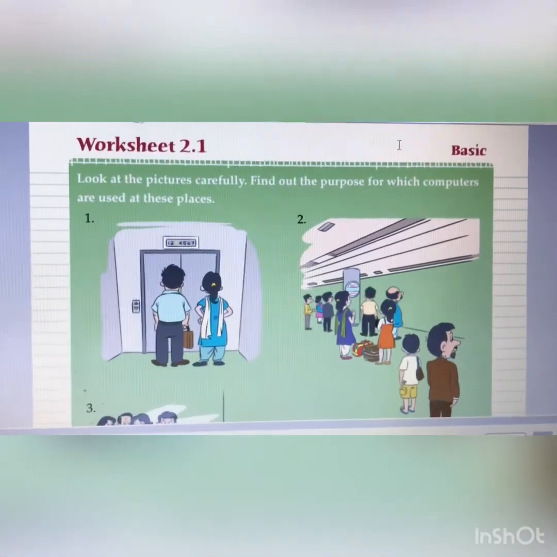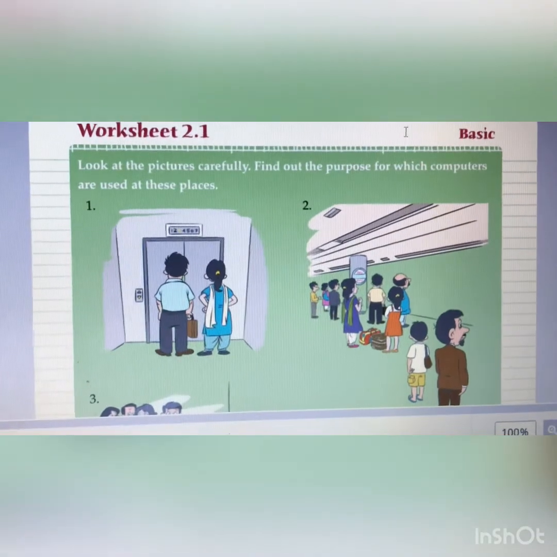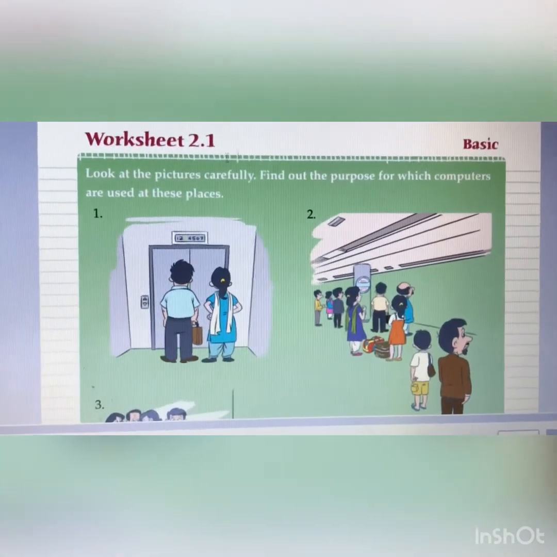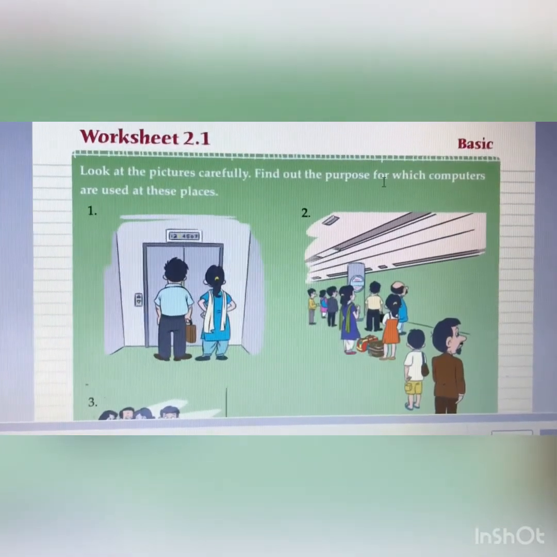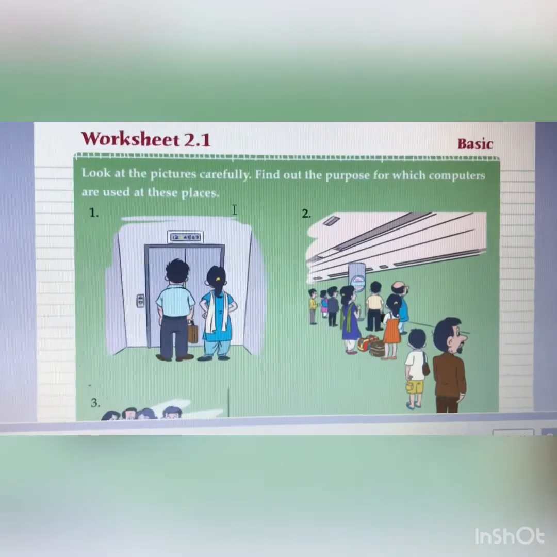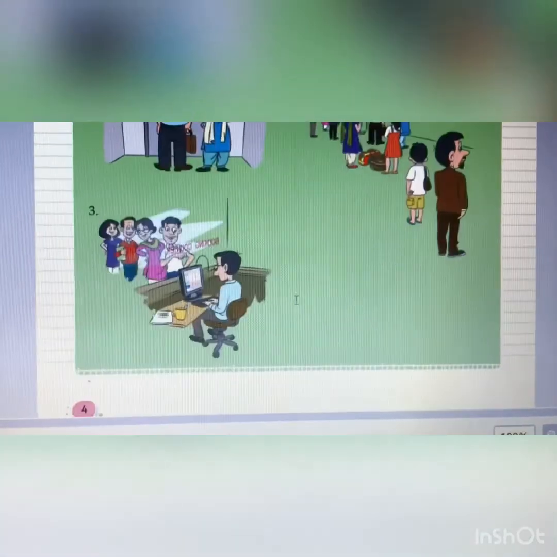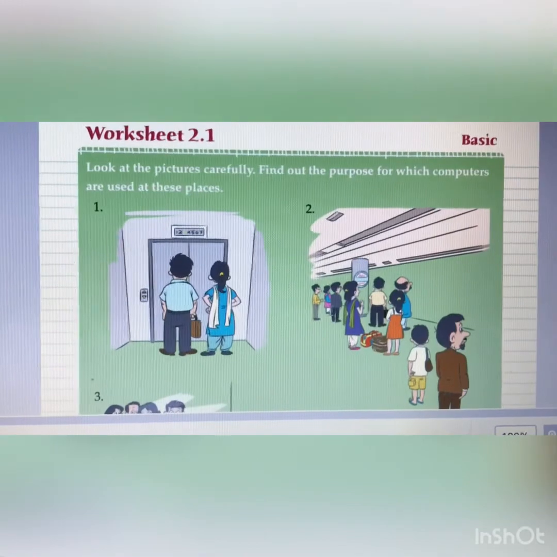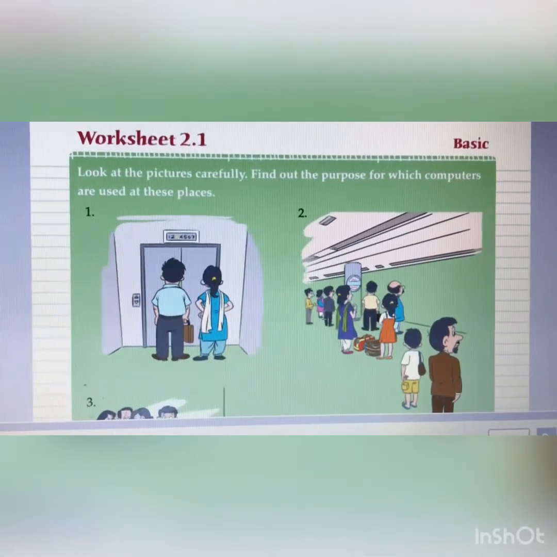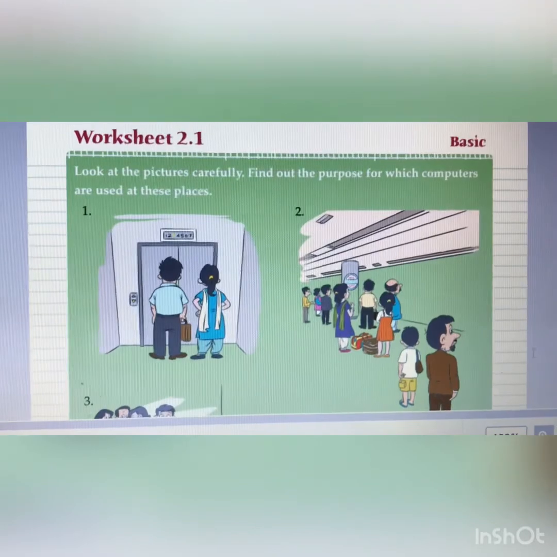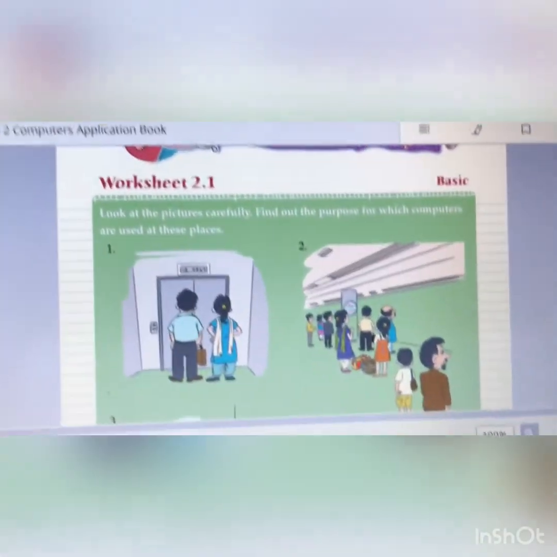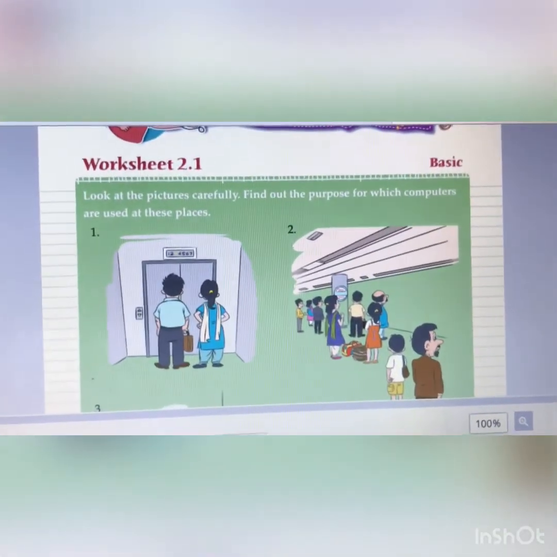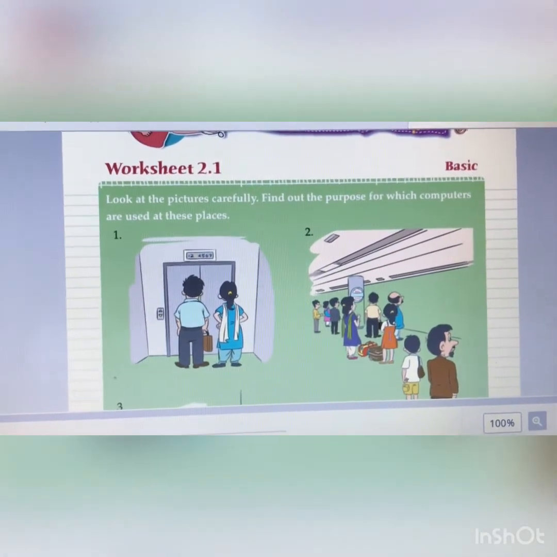From the application book, page number 4, worksheet 2.2, you all have to do. Look at the pictures carefully. Find out the purpose for which computers are used at this place. There are 3 pictures in this worksheet. You all have to see the pictures carefully and why computers are used at this place. You all have to write on page number 5, in short or brief, whatever you have seen in the picture, and I will discuss with you in the next class.